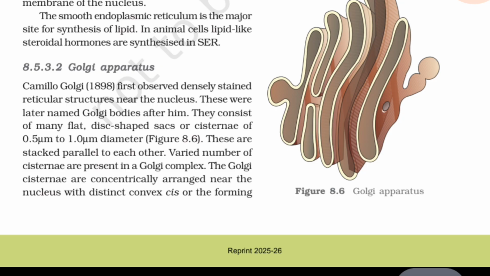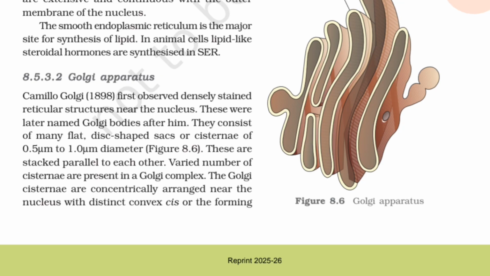Golgi apparatus. Camillo Golgi, in 1898, first observed densely stained reticular structures near the nucleus. These were later named Golgi bodies after him. They consist of many flat, disc-shaped sacs or cisternae of 0.5 micrometer to 1.0 micrometer diameter. These are stacked parallel to each other. A varied number of cisternae are present in the Golgi complex.